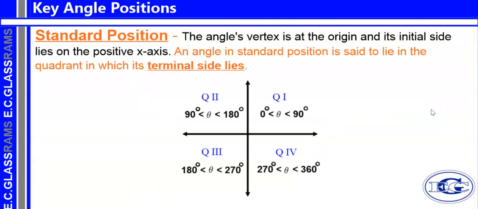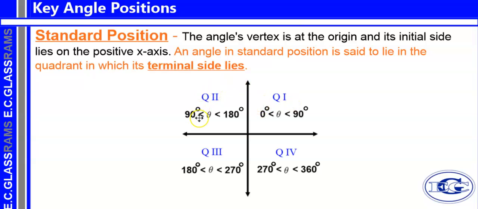Now, it is important to note that an angle in standard position is said to lie in the quadrant in which its terminal side lies. So, if you look at the four different quadrants, quadrant 1 has an angle between 0 and 90. This is typically where we will have the smallest positive angle measurements.